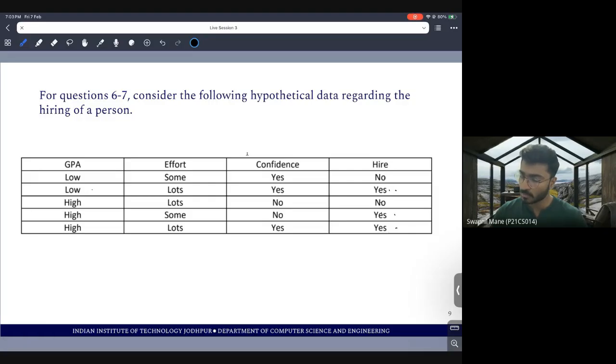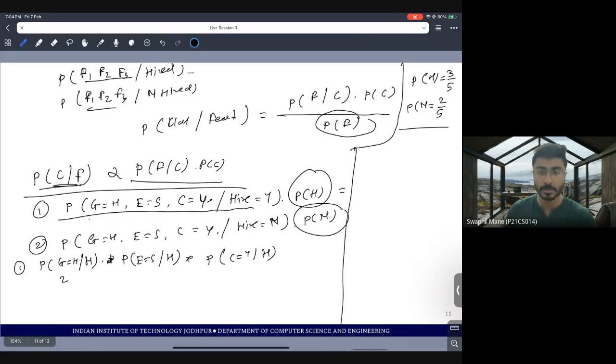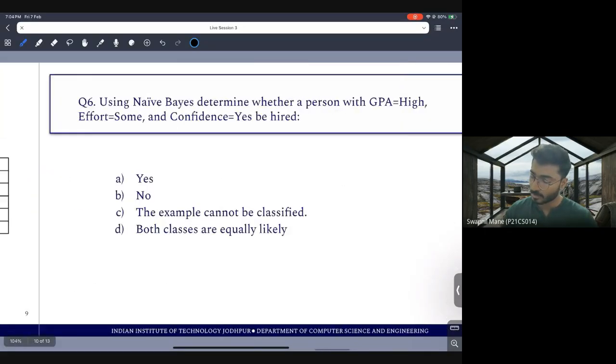So for each of the attributes, we need to identify the total number of S, which here is 3, and N is equal to 2. Out of the 3 samples, how many have a high GPA? You can see this one is no, and 2 samples are high. So we get 2 divided by 3.